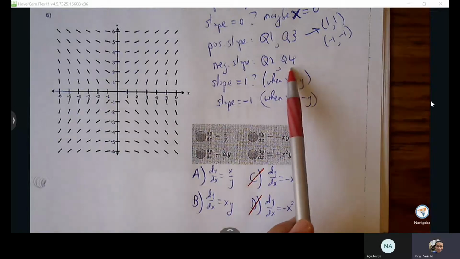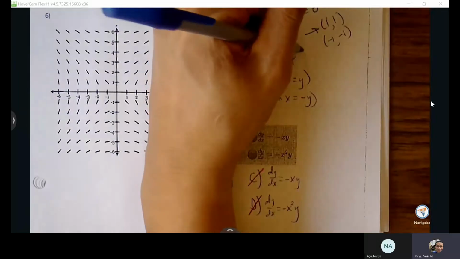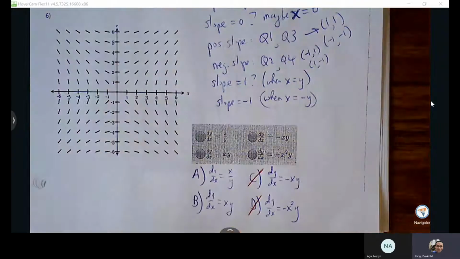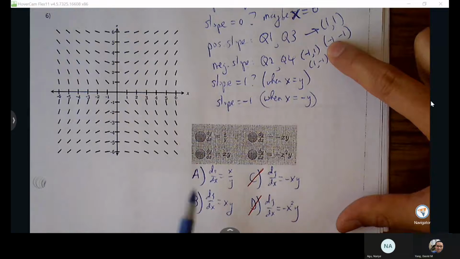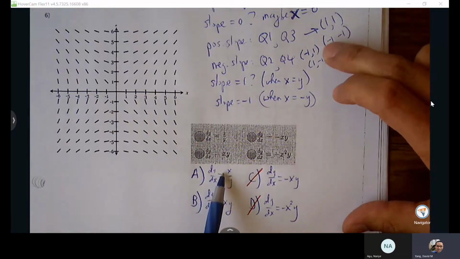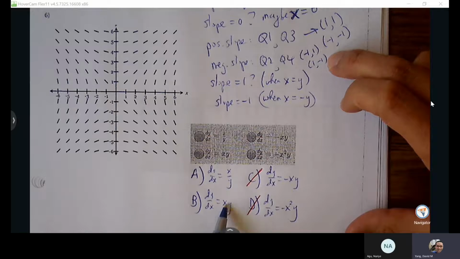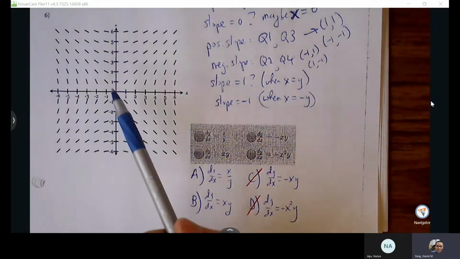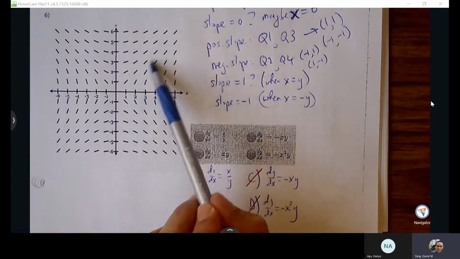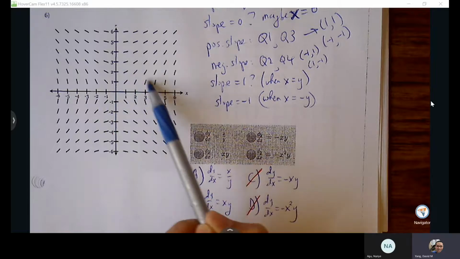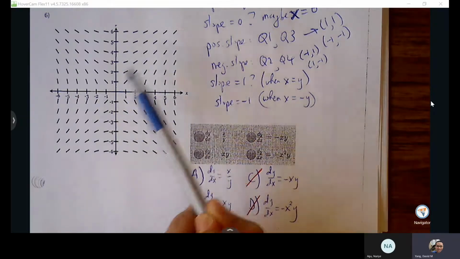Okay, quadrant 2 and 4. -1, 1, and 1, -1. I should be getting negative slopes here, but I don't think we can eliminate, right? Negative over positive, positive over negative, negative times positive, positive times negative. So these are both negatives. We can't do anything here. So we really want to focus on these diagonals here, right? 1, 1, 2, 2, 3, 3, 4, 4. I should be getting slopes of 1 for all of them.